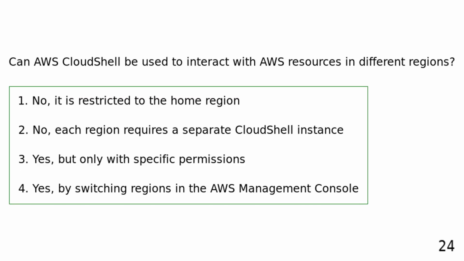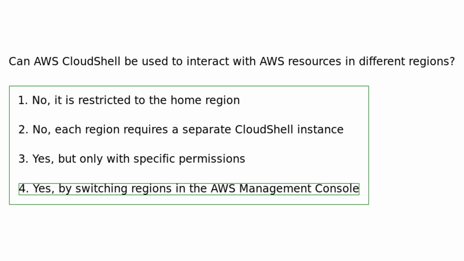Can AWS CloudShell be used to interact with AWS resources in different regions? No, it is restricted to the home region. No, each region requires a separate CloudShell instance. Yes, but only with specific permissions. Yes, by switching regions in the AWS Management Console. You can interact with AWS resources in different regions by switching regions in the AWS Management Console.